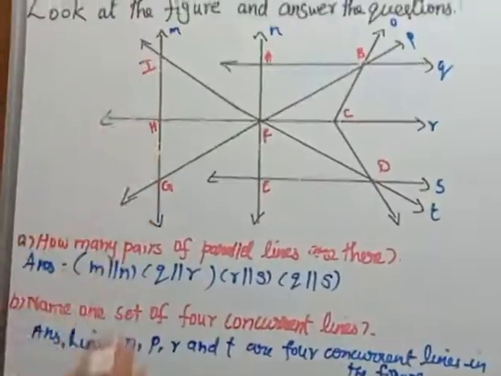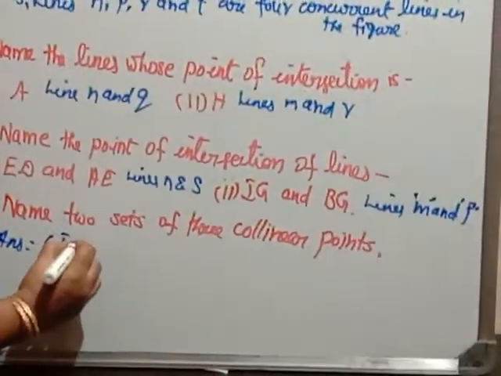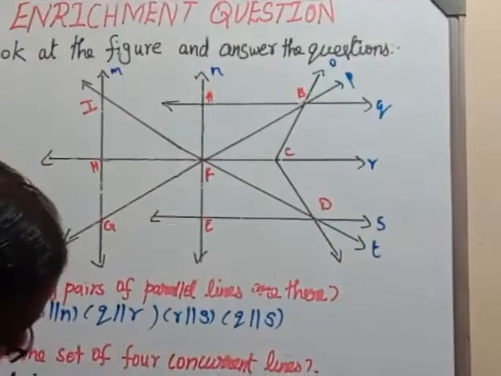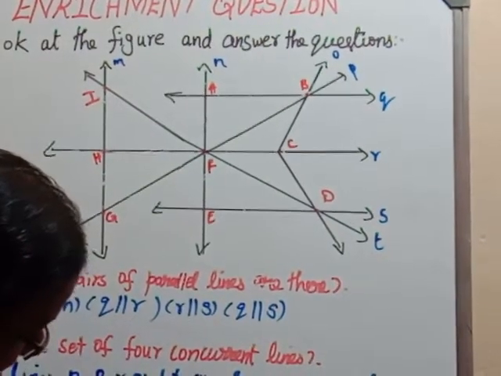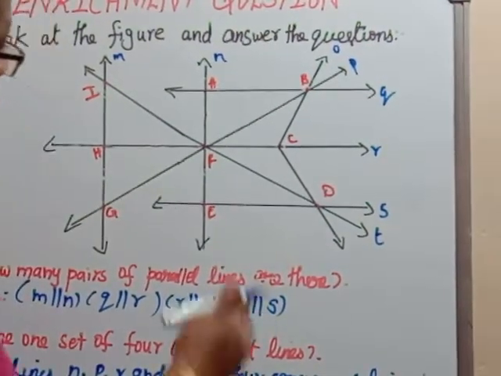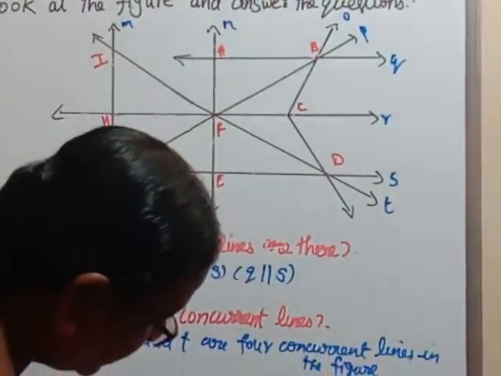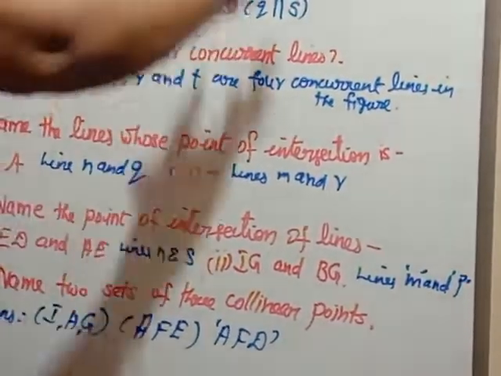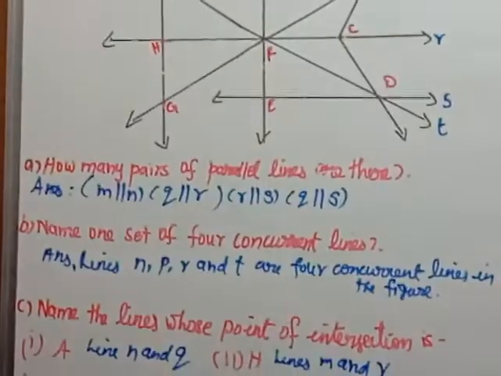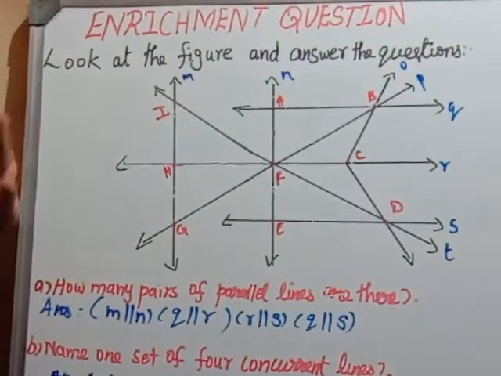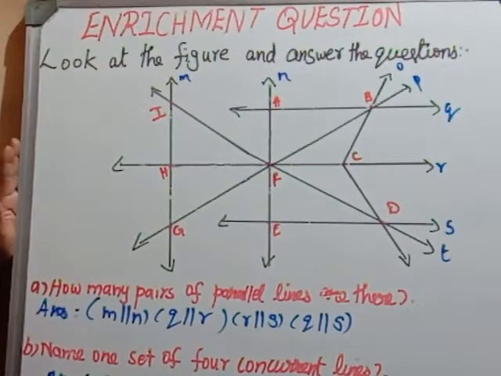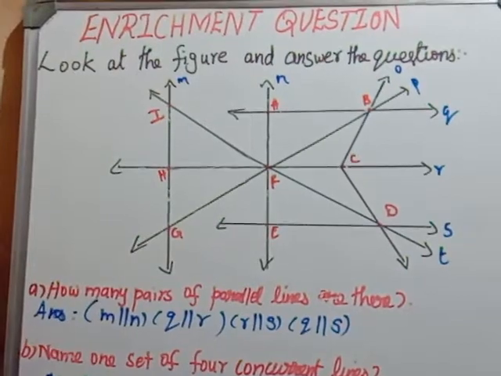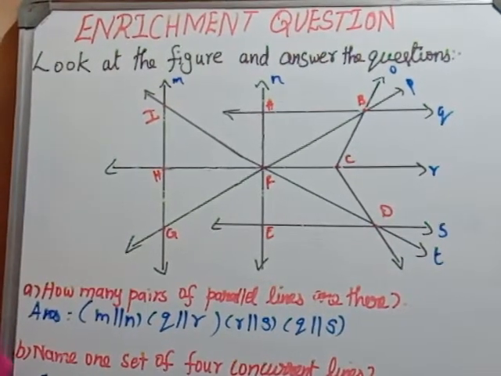Name 2 sets of 3 collinear points. What are collinear points? 3 or more points lie on the same line. I, H, G is one set. A, F, E is another set. Then here AFD. They are asking to name any 2 sets. You can find some more sets and complete. Understand, children? Please try to understand all these concepts through the videos and copy down in your CW without fail. This chapter is completed.